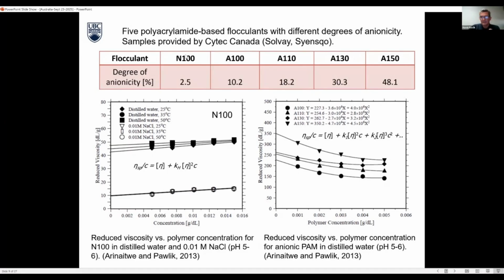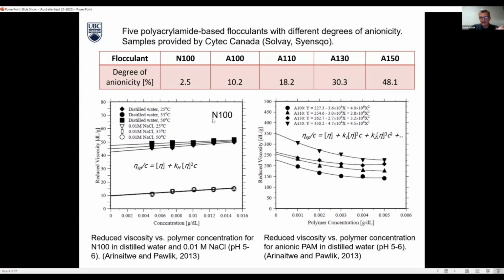But the 5 polymers are N100, A100, A110, A130, A150. These are our measured degrees of anionicity from 2.5 to about 48%. So in the case of A150, nearly every second unit is basically an acrylic unit, while in the case of N100, this is the least anionic chain. We then realized that the numbers basically indicate what the anionicity is, that, you know, A130 with a 30% anionicity, A150 with 50% anionicity, and so on. But that's how typically the data will look.